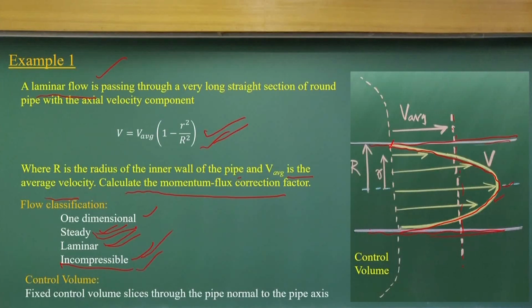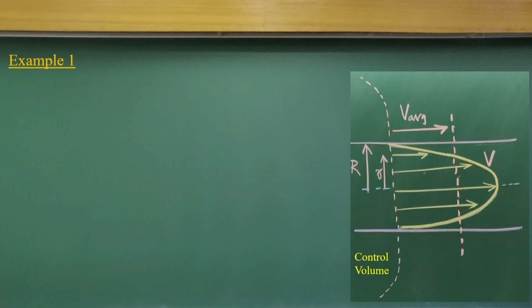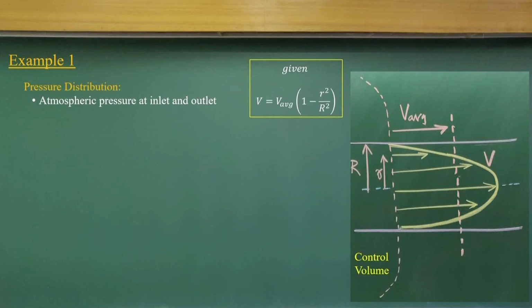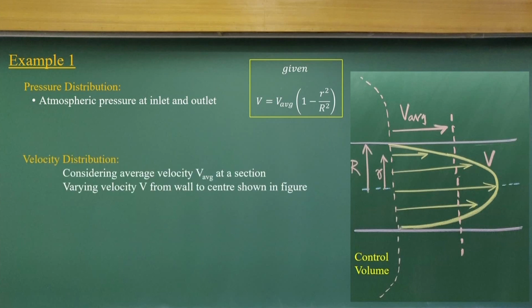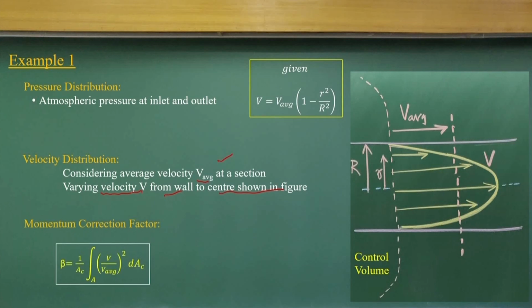Here we can consider a control volume, slicing the pipe normal to the flow, where we want to know the velocity distribution. We have the distribution like this, and since I have the average velocity V average at a section, and the velocity V varies from the wall to the center as given in this figure, I am to compute the momentum flux correction factor.